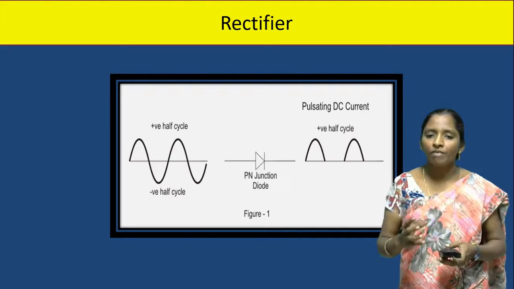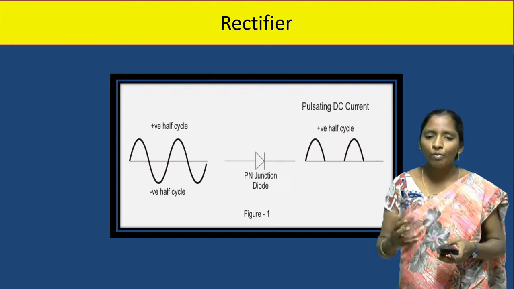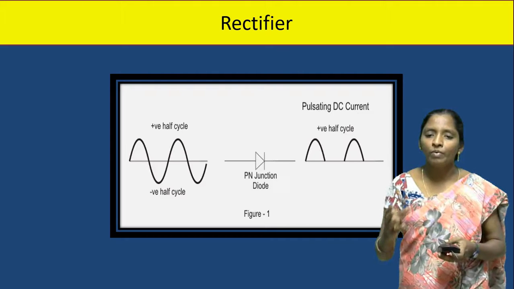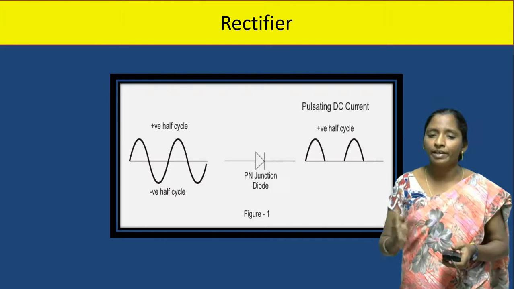But in the negative half cycle, the diode is in reverse bias. If the diode is in reverse bias, it is in the off state. So there is no voltage at the output. The output across the load resistor is 0. So during the positive half cycle, we have the output. During the negative half cycle, the output is 0. This is the basic rectifier circuit.